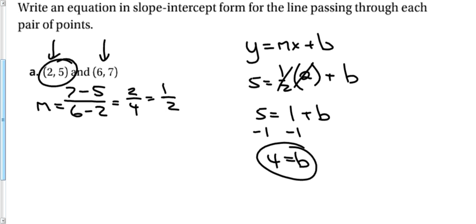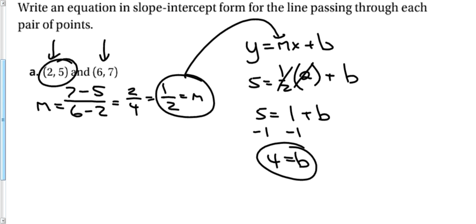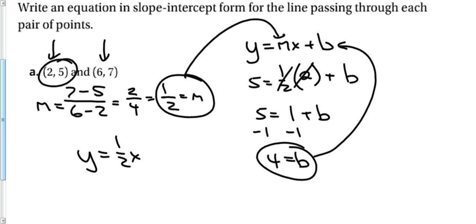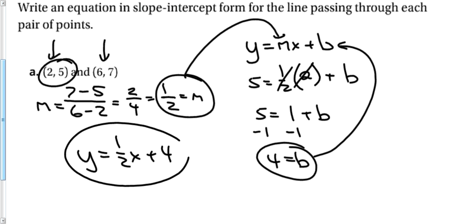Now that I know b, I can substitute b and m back into my equation, right? M would go here, b would go in there, and that would give me my equation. So we put a general form for any x and y: y is equal to 1 half x plus 4. And that would be my equation in slope-intercept form using just 2 points.